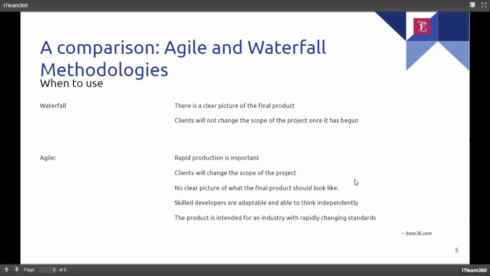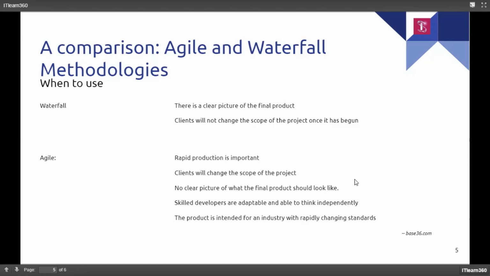Now we talk about a really important question: when to use waterfall, when to use agile. Whenever you have a complete, clear picture of the final product, you should go for the waterfall model. Another scenario is when the client does not want to change, or would not change, the scope of the project, then it is a really good methodology to adopt. It's really old and people have been following this methodology. So this is how you can use it.